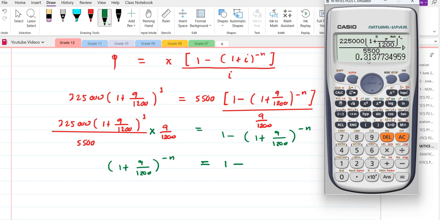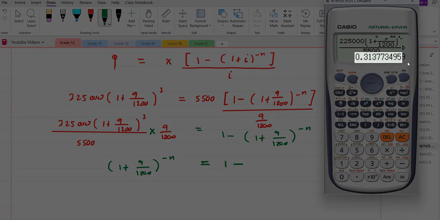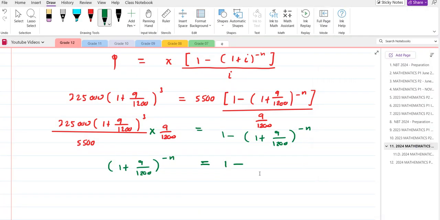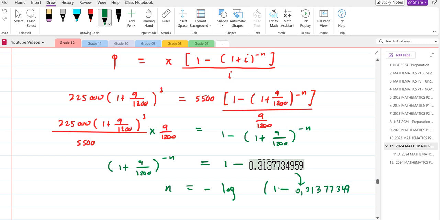So I've got 0,313. Okay, I'm just going to put this answer down because that's already stored into my calculator, right? So you're going to put this answer down here. Please don't round off anyway, right? So that's what I have. Now I'm going to say n is equal to negative, because I'm using logs, alright? So I'm going to say log of 1 minus this whole thing here, which is 0,3137734,959, and base 1 plus 9 over 1200.